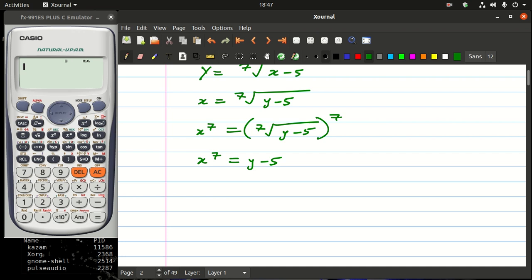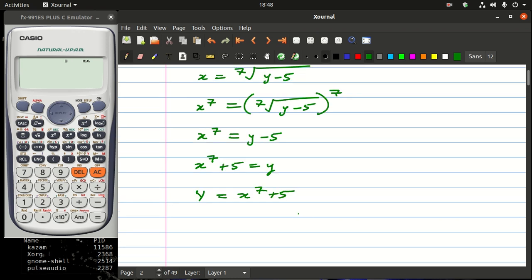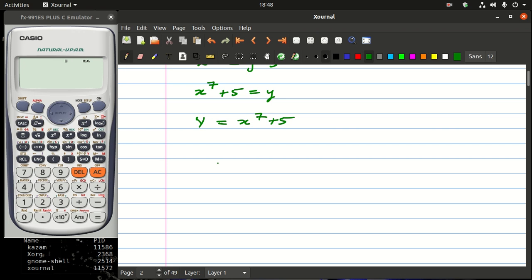Then I take this minus 5 and transpose it to the other side. When it's jumping the equal sign, it becomes positive. So I will have x to the power 7 plus 5 is equal to y. Or let me just say, interchanging both sides, y is equal to x to the power 7 plus 5. So the inverse is x to the power 7 plus 5.